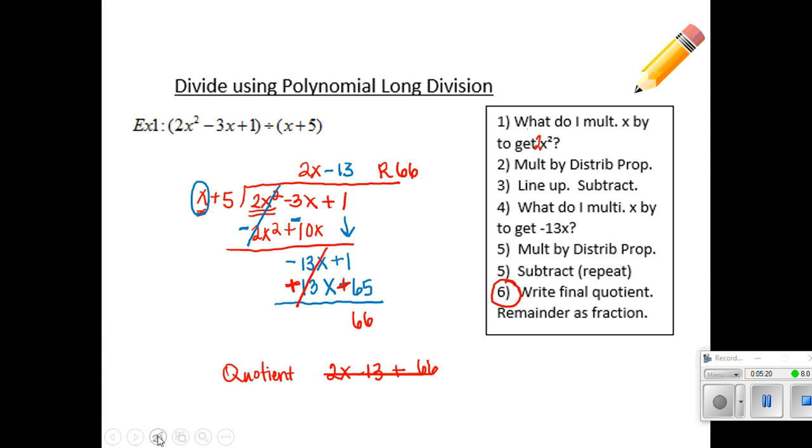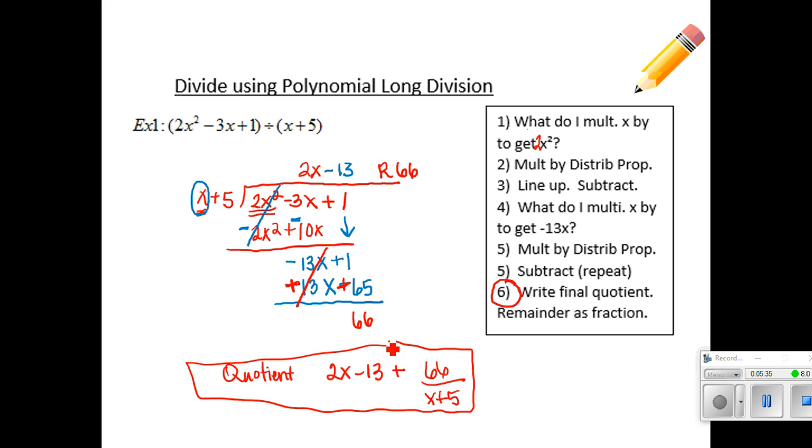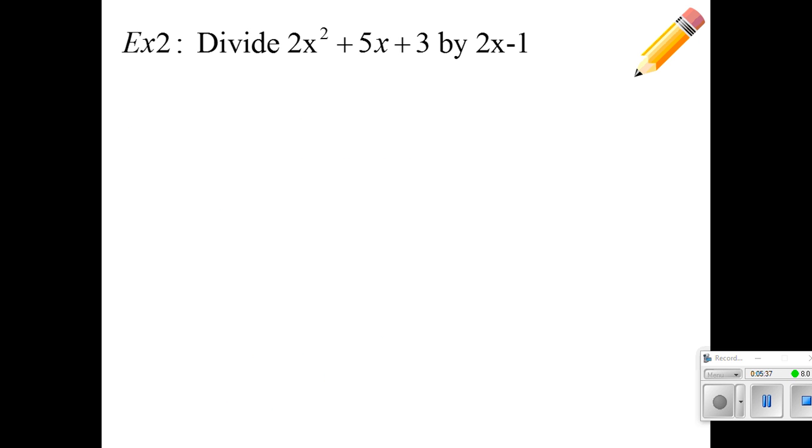Whoops, I don't like that. Let me erase that. Plus 66 divided by what you're dividing by, x plus 5. That is your quotient. Okay, let's try it again.